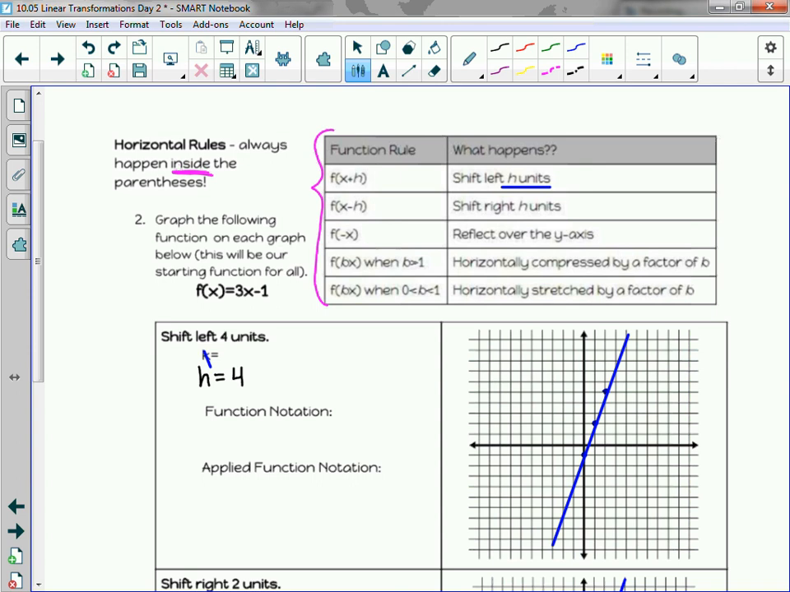So my rule up here is f of x plus h, so f of x plus 4. Thinking about it, normally when I'm shifting left, you think of minus. You think of minus when you're shifting left.